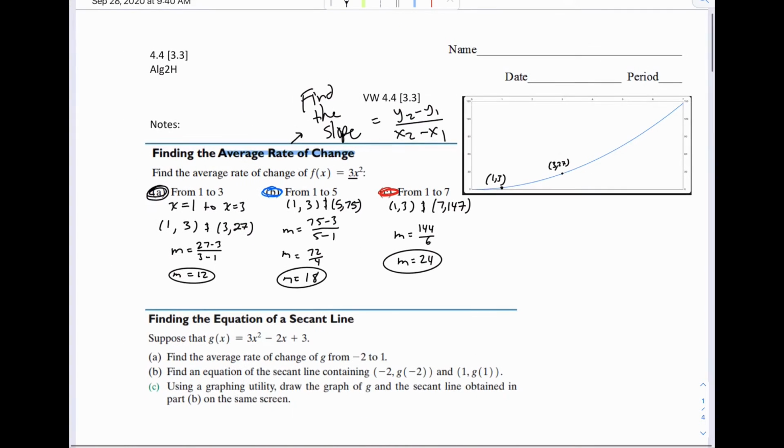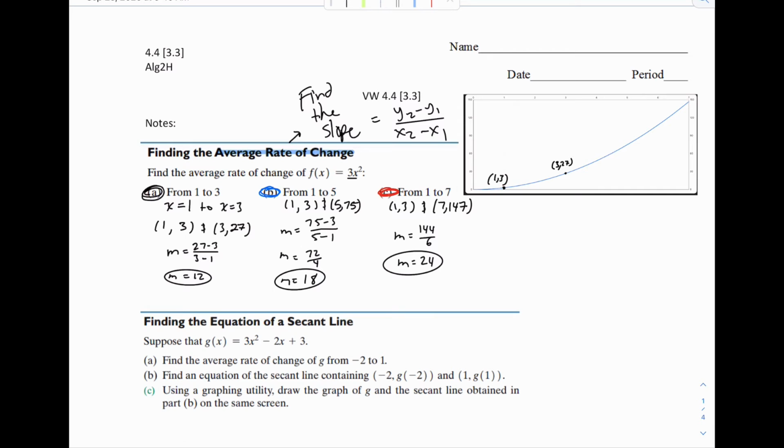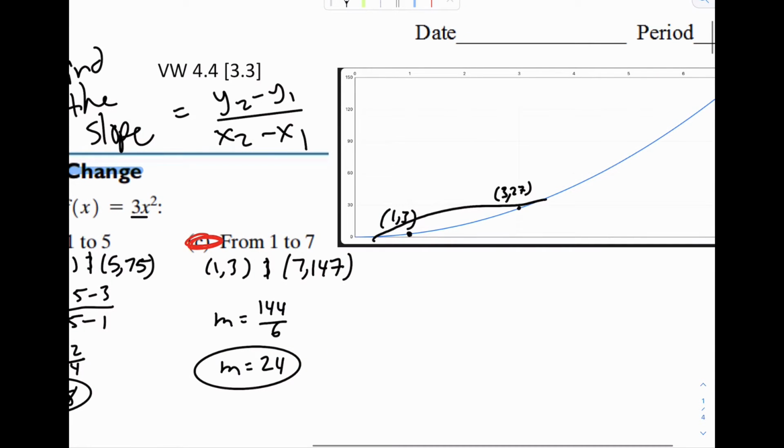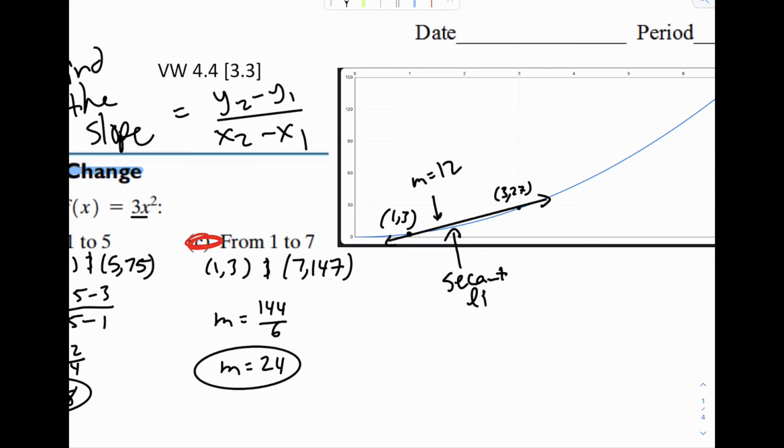Essentially what we just did, right, is we found the slope between these two points. So imagine you just connect them like that. What we found is the slope of that line was 12. And what's cool about that is this is actually called something. That's called a secant line. So that's when you just connect two dots in this manner, it creates what's called a secant line.